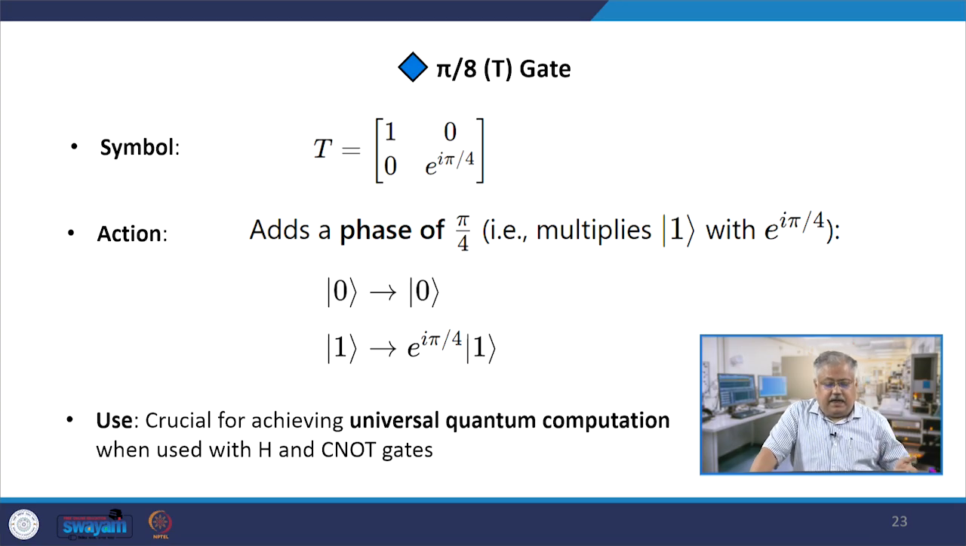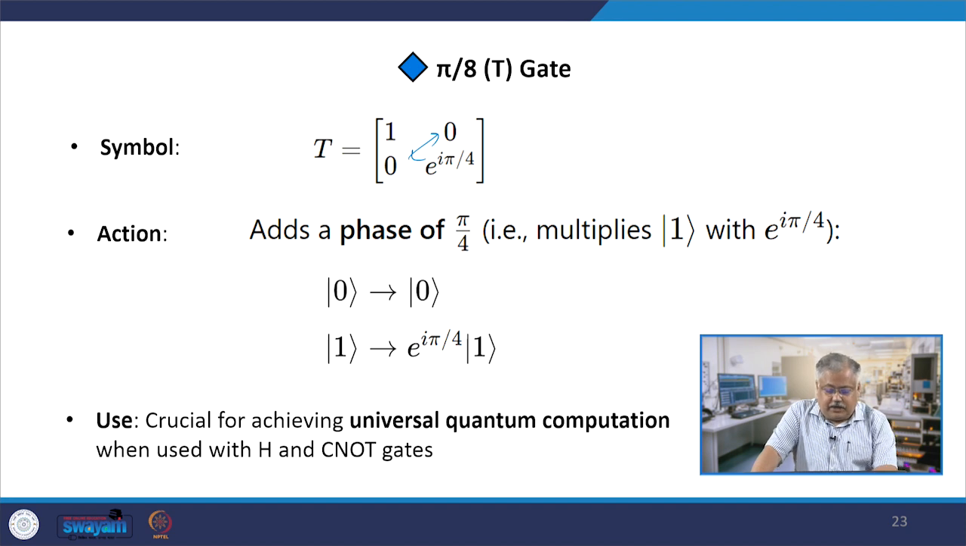Let us look at the pi by 8 gate, also referred to as the T gate, and it is 1 and e to the power i pi by 4 on the principal diagonal, and 0, 0 is the off principal diagonal. And if you look, previously it was adding pi by 2, now this phase is pi by 4.